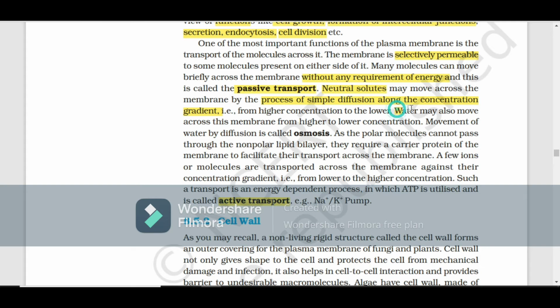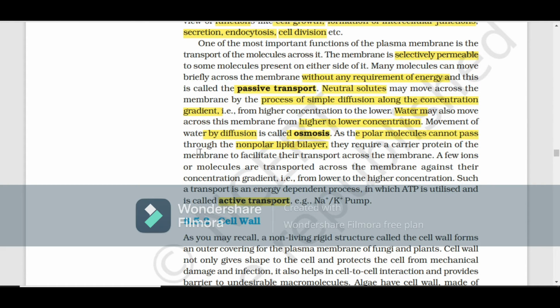Movement of water, I'm pretty sure you'll know it. From high to low concentration is termed osmosis. This is also by diffusion, a special type of diffusion called osmosis. The polar molecules cannot pass through the non-polar lipid bilayer. Towards the outer side there's polar, fine, but towards the inner side you'll find the non-polar tail. If the polar molecules have to be transported, they'll come in contact with the non-polar lipid layer, but they don't want to do that.